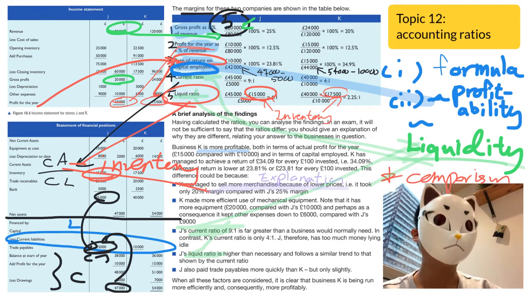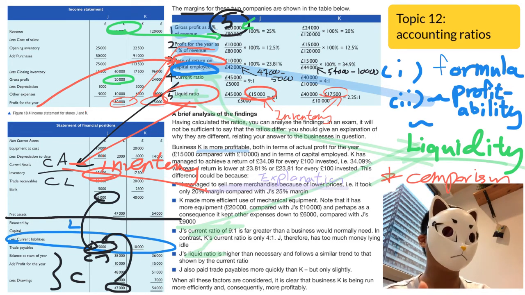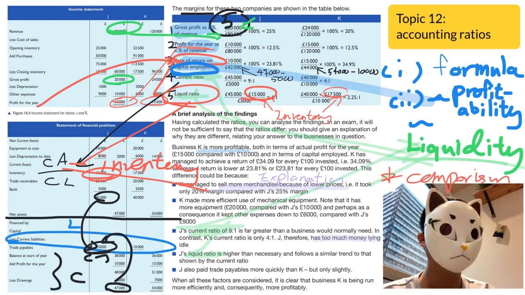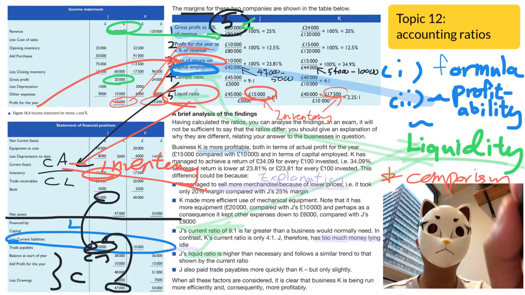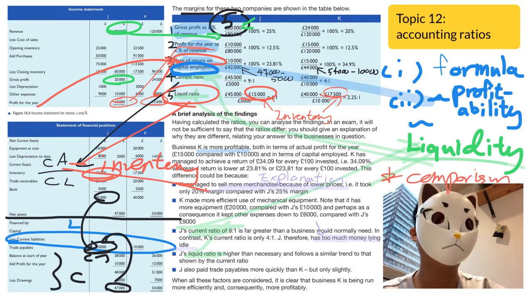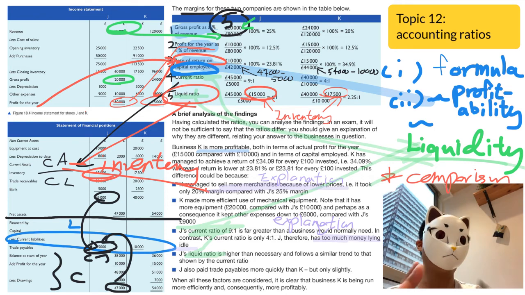The same situation goes to the liquidity. Say for example, we have to explain why the current ratio and liquid ratio of J perform worse. It's too high. You can see, right? It's too high. Say for example, there is too much money being idle. So we have to give explanation. So these two are the common explanations. So I think you can mark it down.